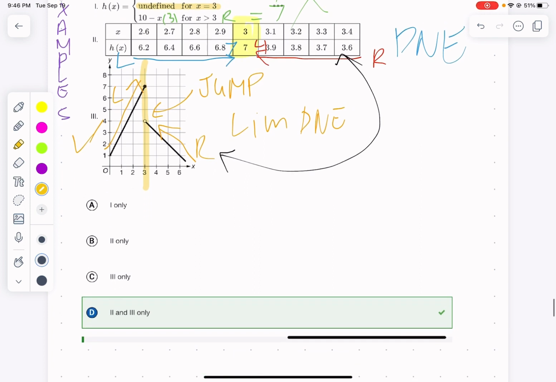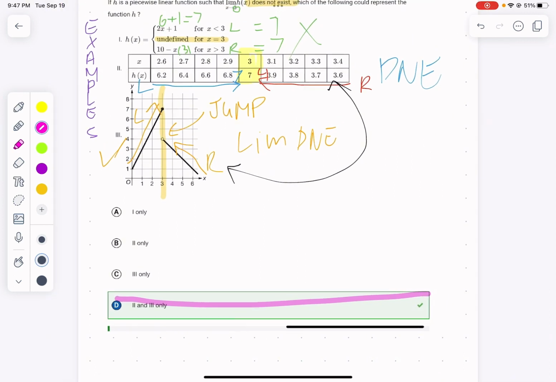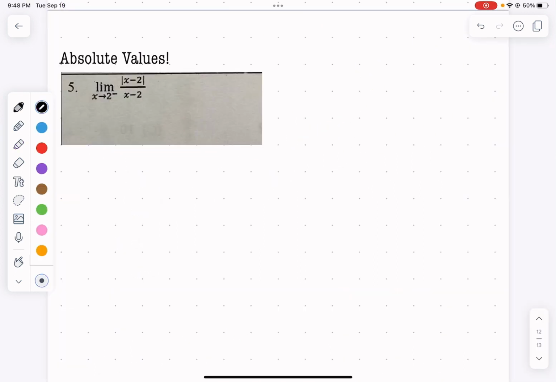So this is why our answer is going to be D. Yay! Perfect. And now we have absolute values.